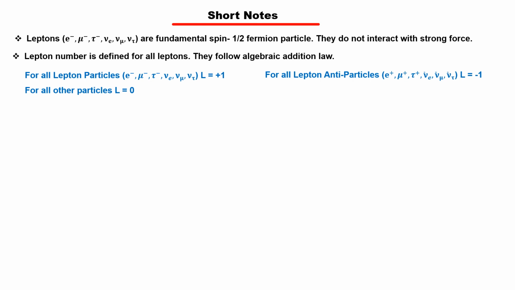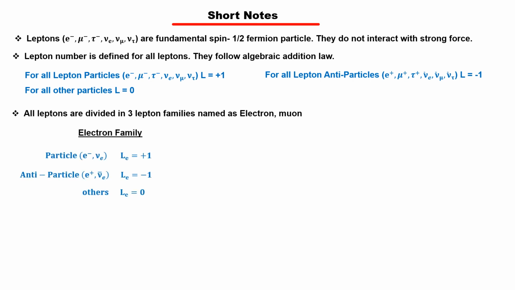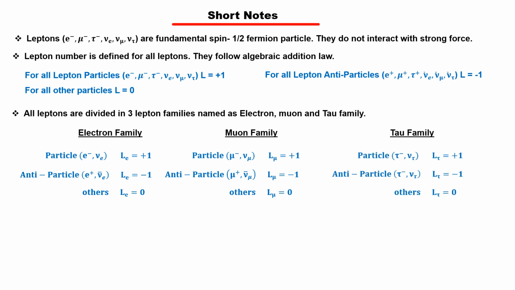All leptons are divided into three families: electron family, muon family and tau family, for which electron number, muon number and tau number are defined. In any nuclear reaction, for lepton number conservation, it is necessary to conserve the lepton number as well as the lepton number of the individual family.